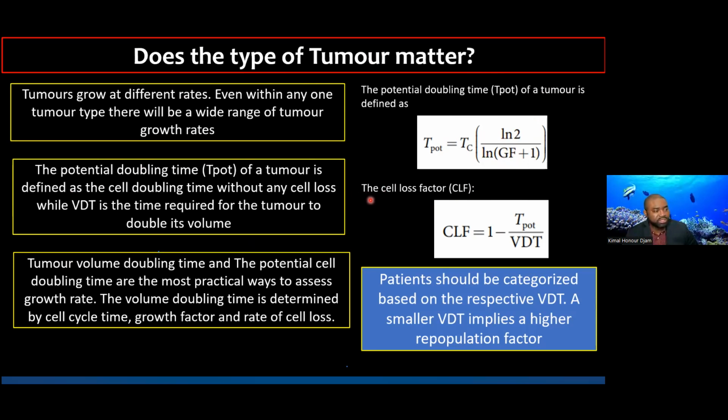Now, the cell loss factor, which I've talked about pretty extensively, is equal to 1 minus T pot divided by the volume doubling time. And so with this in mind, patients can be categorized based on their volume doubling time. And so a smaller volume doubling time here implies a higher repopulation factor.